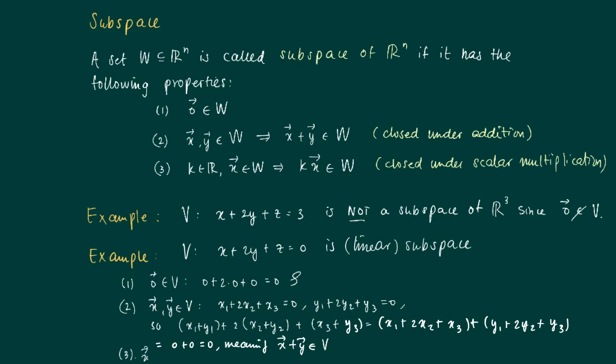restrictions of this plane. Now take x in V and the scalar k. Then k times x1 plus 2 times k times x2 plus k times x3 equals k times, we take it out, k times x1 plus 2x2 plus x3, which is 0, k times 0 equaling 0. So k times x also satisfies the equation for the plane. So k times x belongs to V. So this plane has the three properties, so V is in this case a linear subspace.